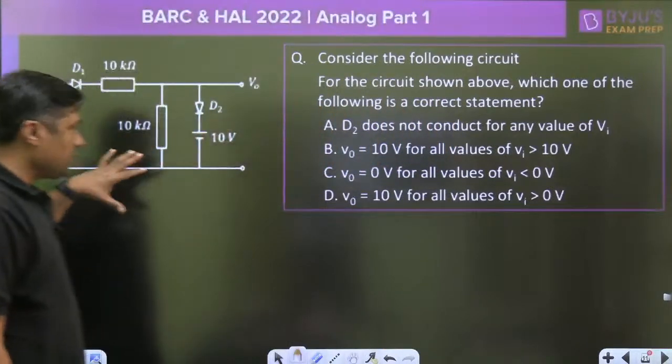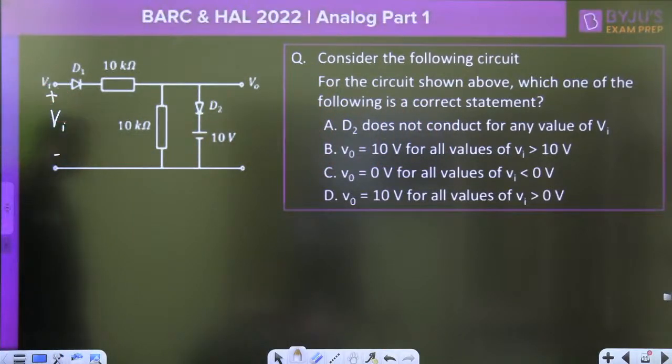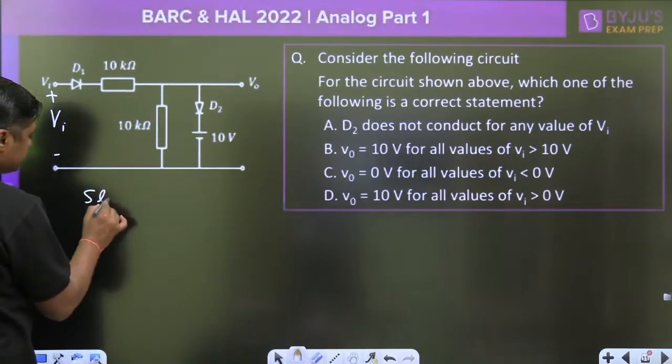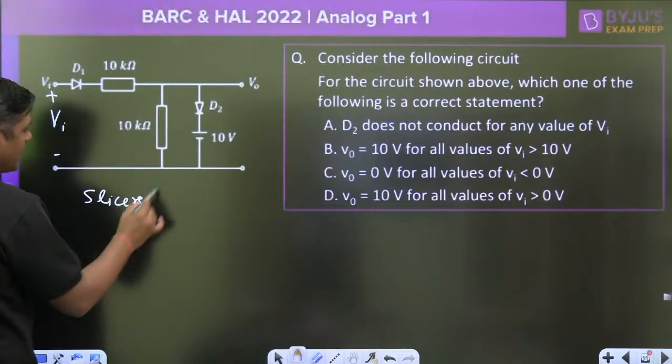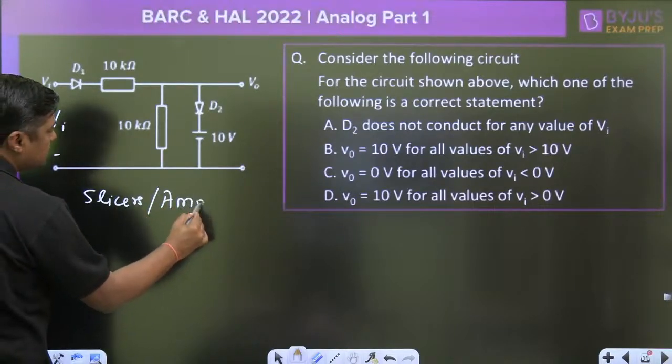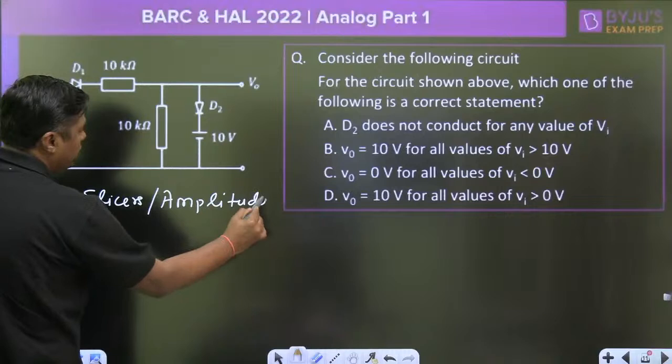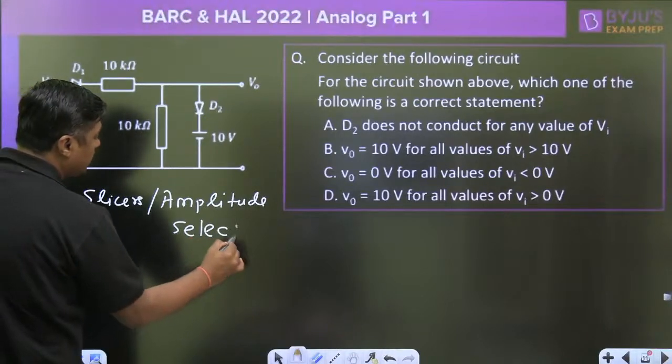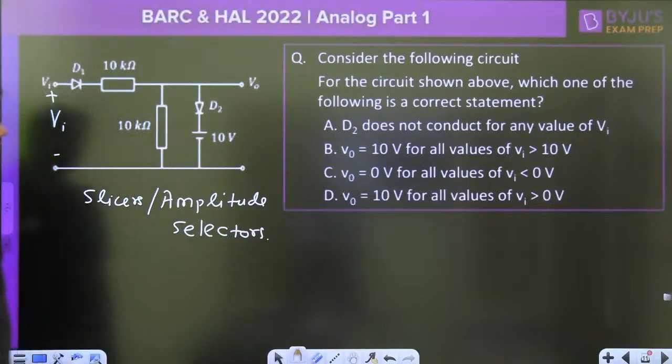Now this is a clipper. First question from clamper, second question from clipper. Clipper is also called what? Slicer. Slicers, amplitude selector, because we can select the amplitude. Amplitude selectors, amplitude limiters, right? So this is a clipper.